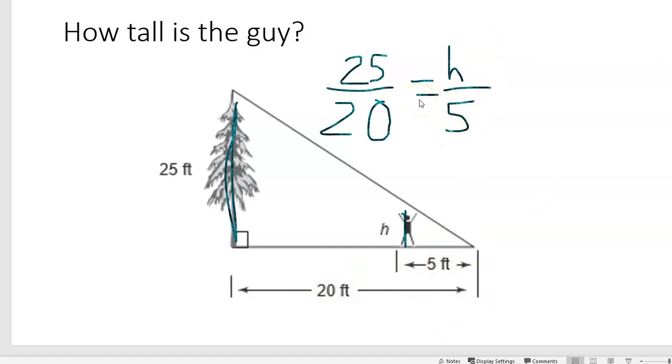Now I could put the 20 on top, but if I put the 20 on top, I have to put the 5 on top. Take the two numbers that are diagonal from each other, multiply them, and divide by the other number. 25 times 5 divided by 20 gives me 6.25, meaning the little guy is 6.25 feet tall. It's a pretty tall dude.